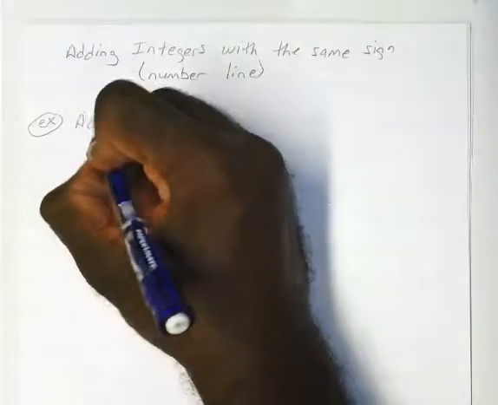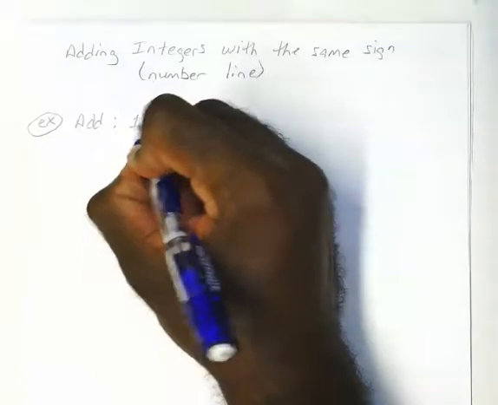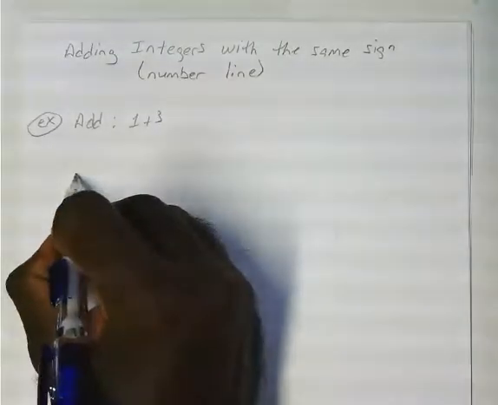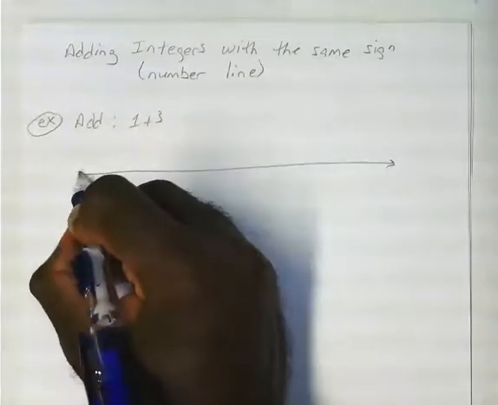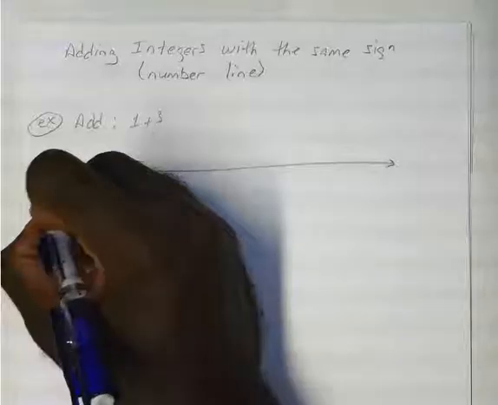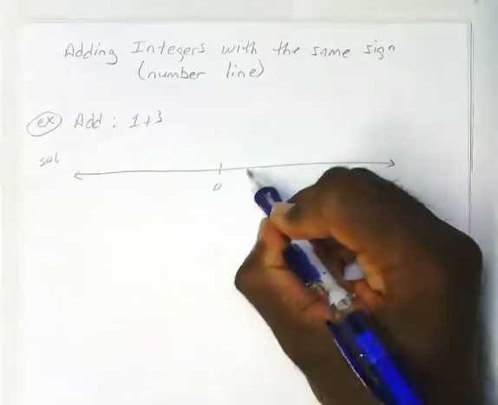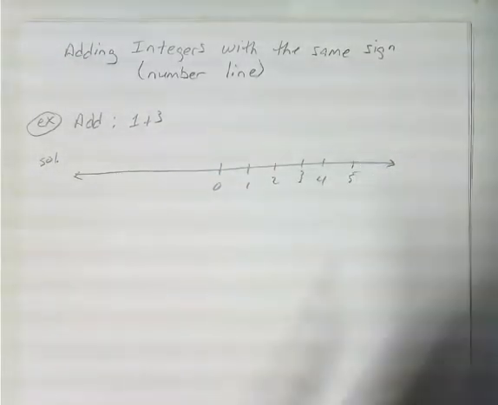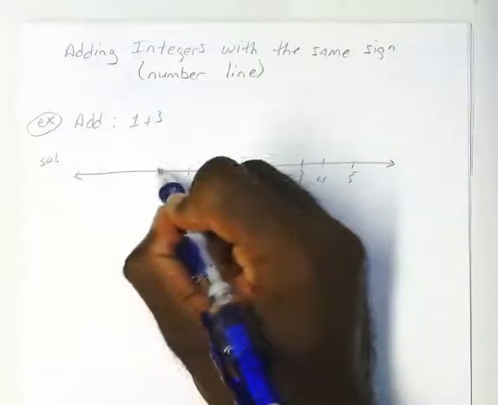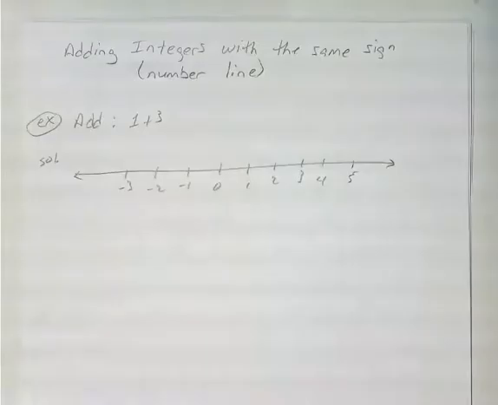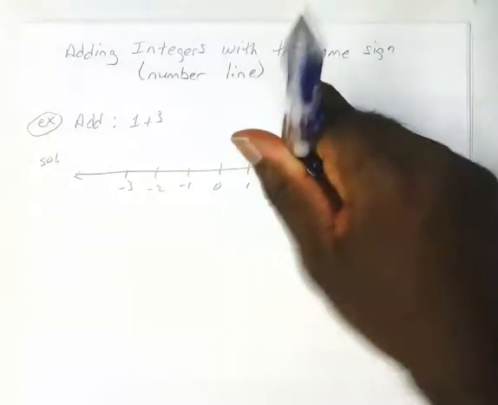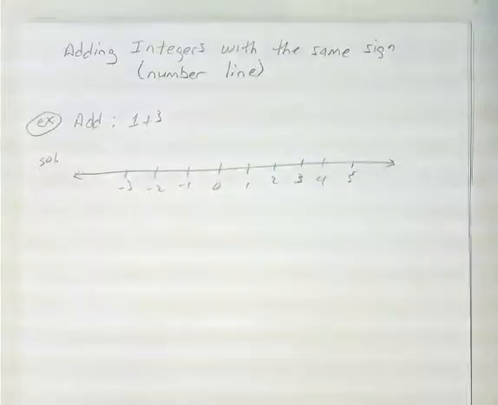Okay, so what if we wanted to add 1 plus 3? Okay, so if we had that on a number line, we have 0, 1, 2, 3, 4, 5, and we'll go negative 1, negative 2, negative 3, you don't need a whole lot of the negative side. Well, let me straighten up that 3 a little bit. There we go.